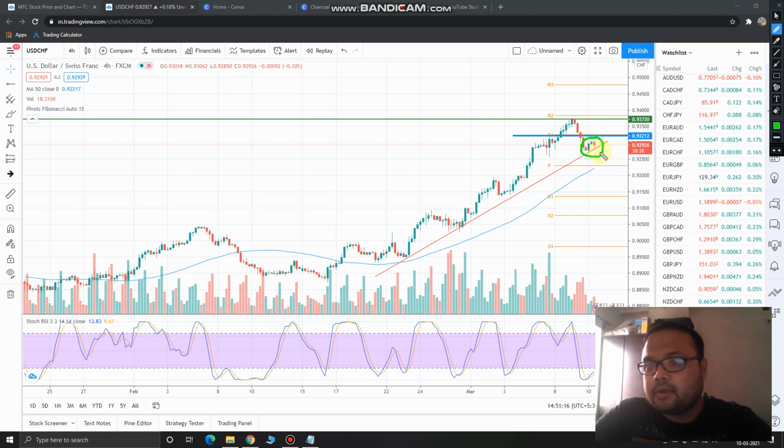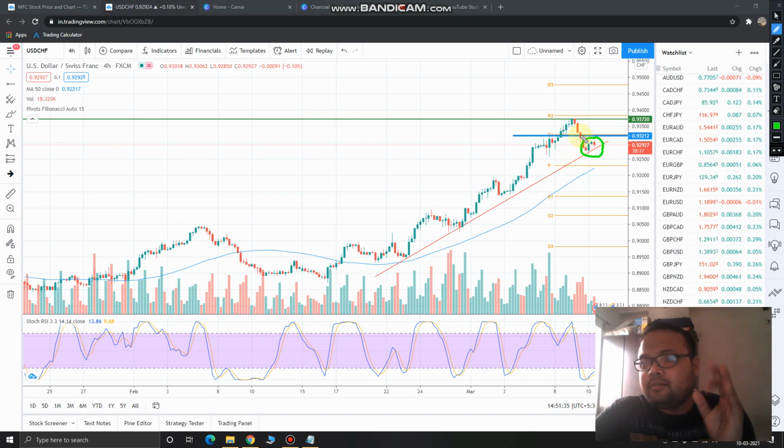to go up. So you can buy. Yes, this place looks very good. Stochastic RSI is also in the oversold zone. So if market respects the trend line, then there is a high possibility that market will go up.